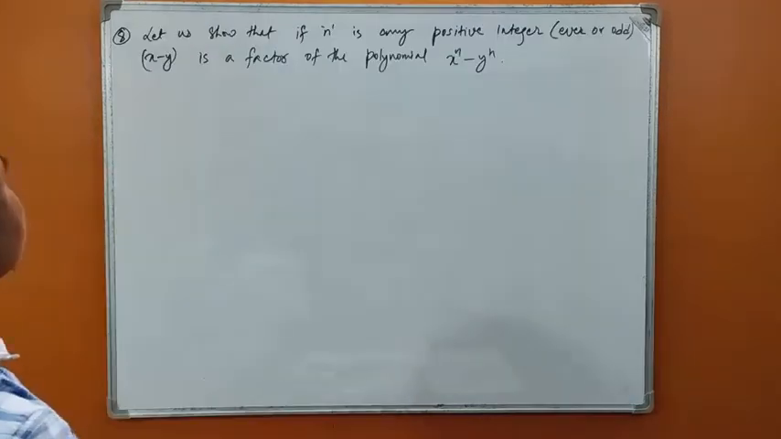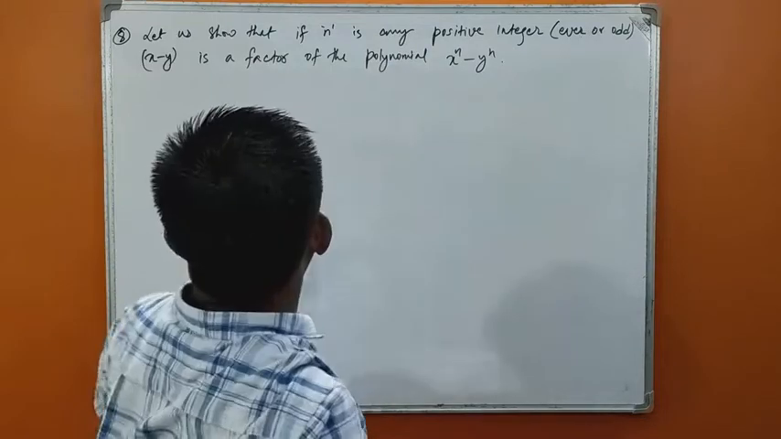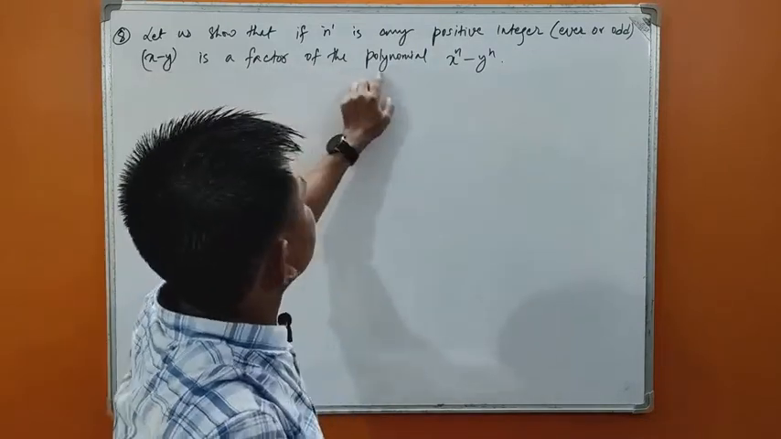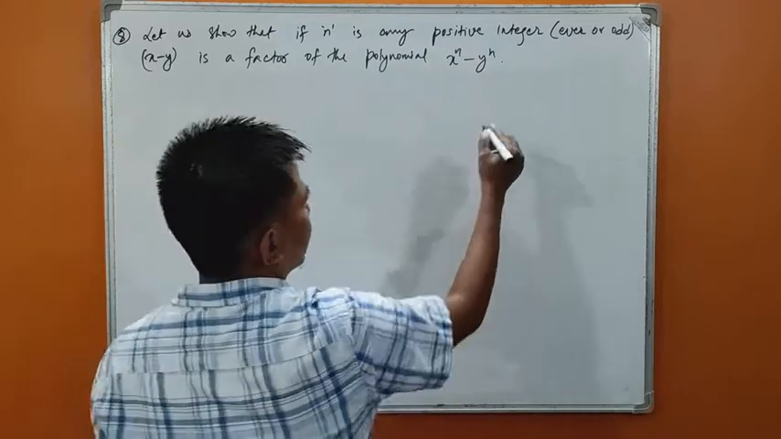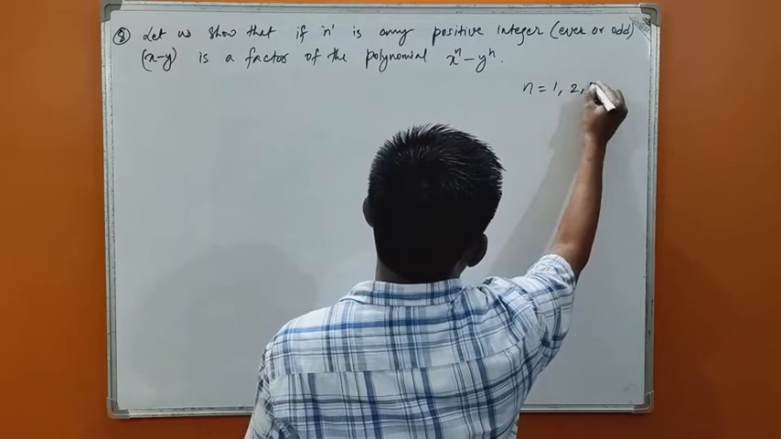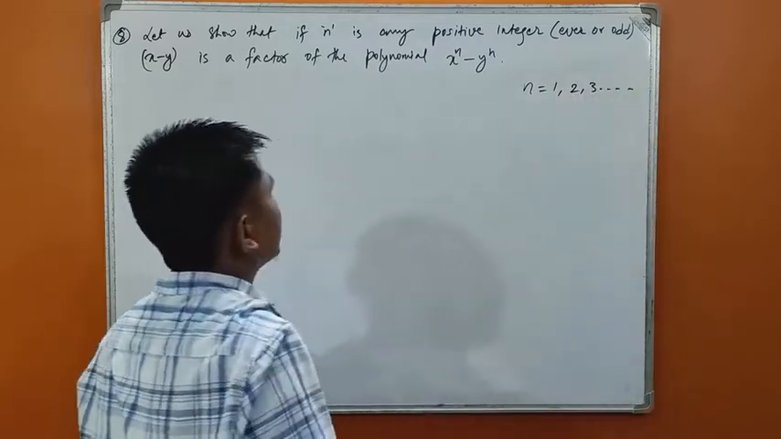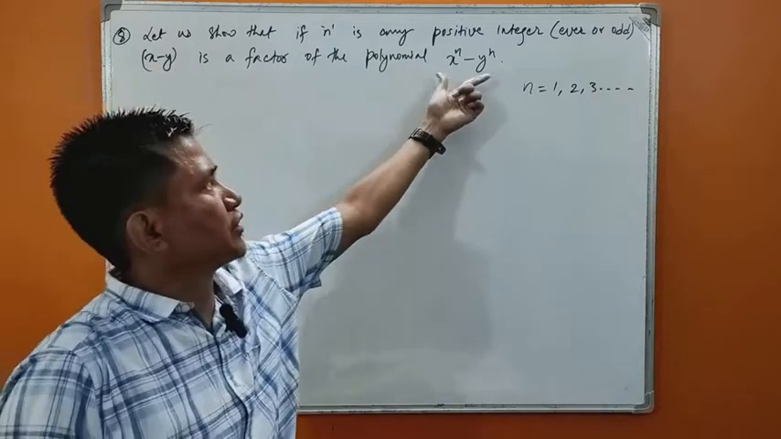Now let's move on. Let us show that if n is any positive integer, even or odd, x minus y is a factor of the polynomial x to the power n minus y to the power n. Okay, n is a positive integer, means n equal to 1, 2, 3 and so on. Then we are asked to prove that x minus y is a factor of this.